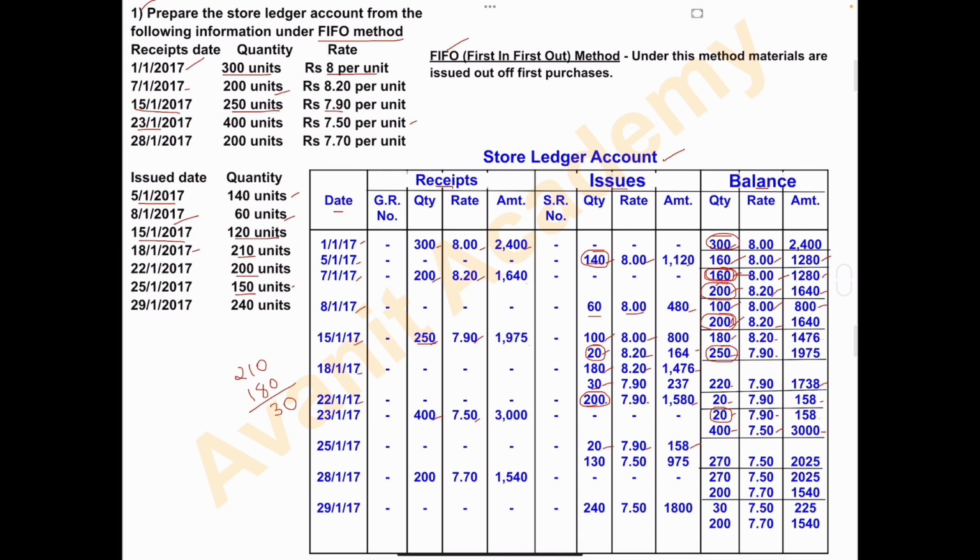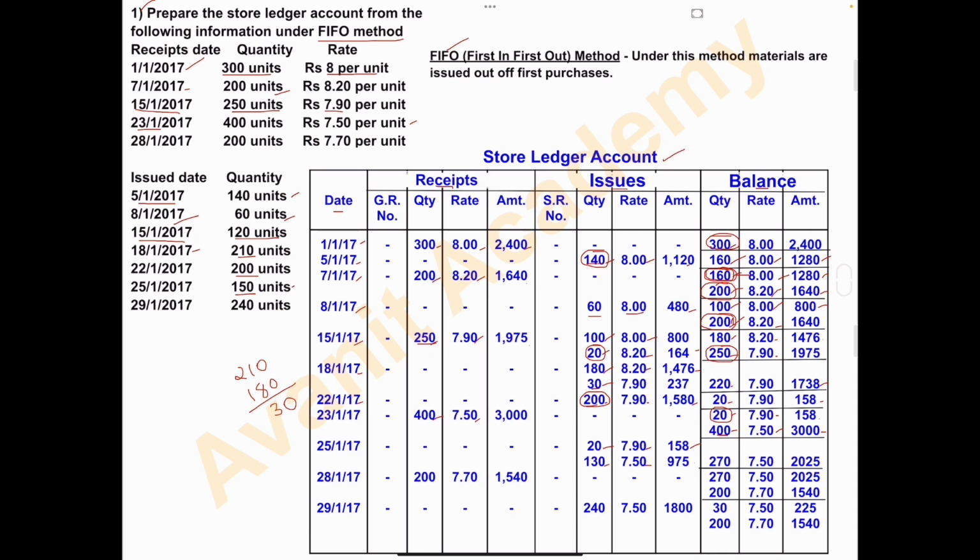So total how many units we have to issue? 150. Out of this 150, just now we have issued 20 units. So how much remain? 130 units. This 130 units we will take from this 400. From this bag 400 we will take 130 units. So write here 130. What is the rate of this bag? Rate per unit is 7.50. So 130 into 7.50 and the total amount is 975.